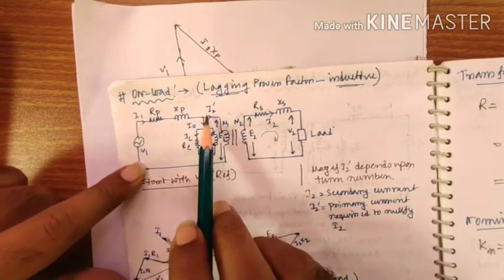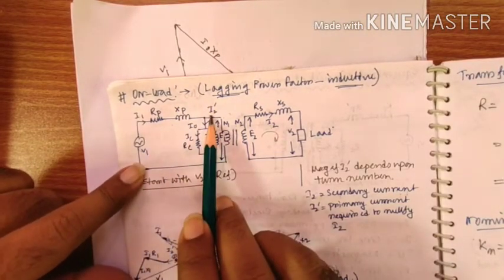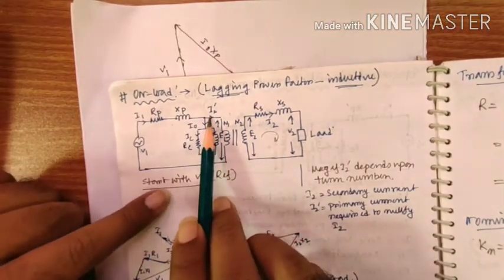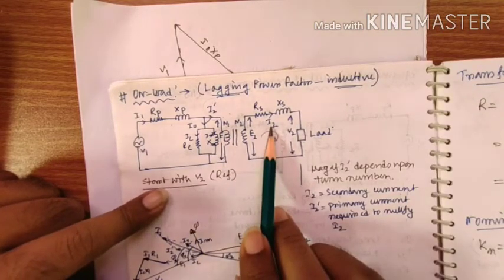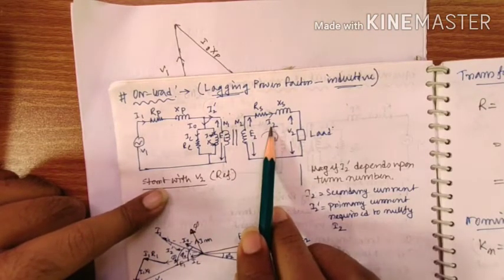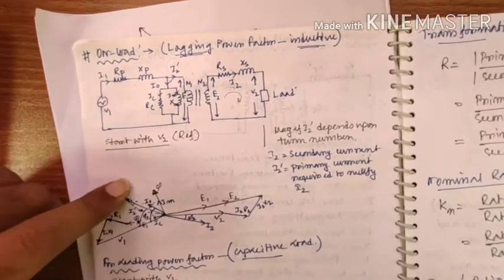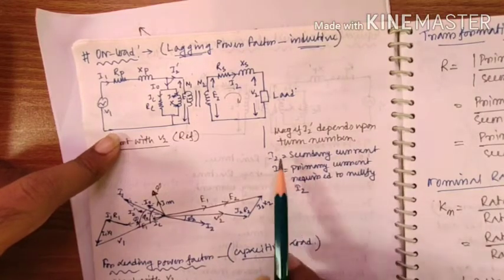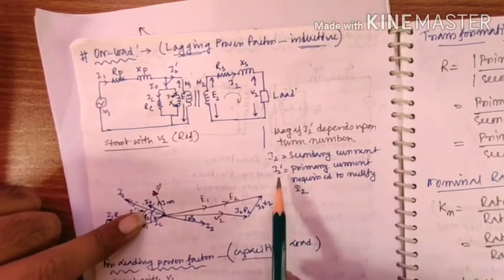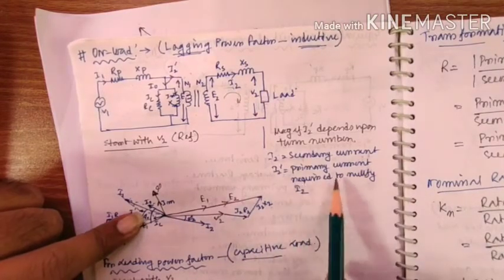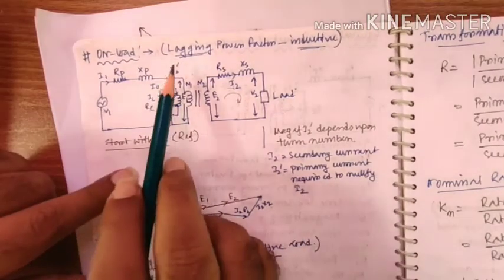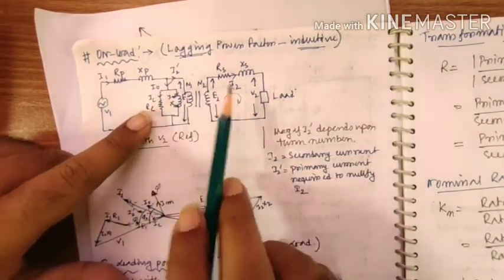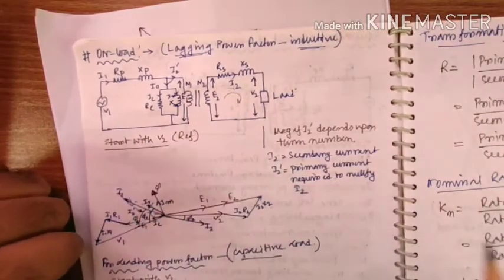So that is why the primary current is now represented by another value, I2 prime. I2 prime is flowing through the circuit to compensate the need of I2. So now we have written it here also. The magnitude of I2 prime depends upon the turns number, and I2 is the secondary current and I2 prime is the primary current required to nullify I2. So that is the extra amount of current that needs to flow through the primary winding so that it can nullify or satisfy the need of I2.